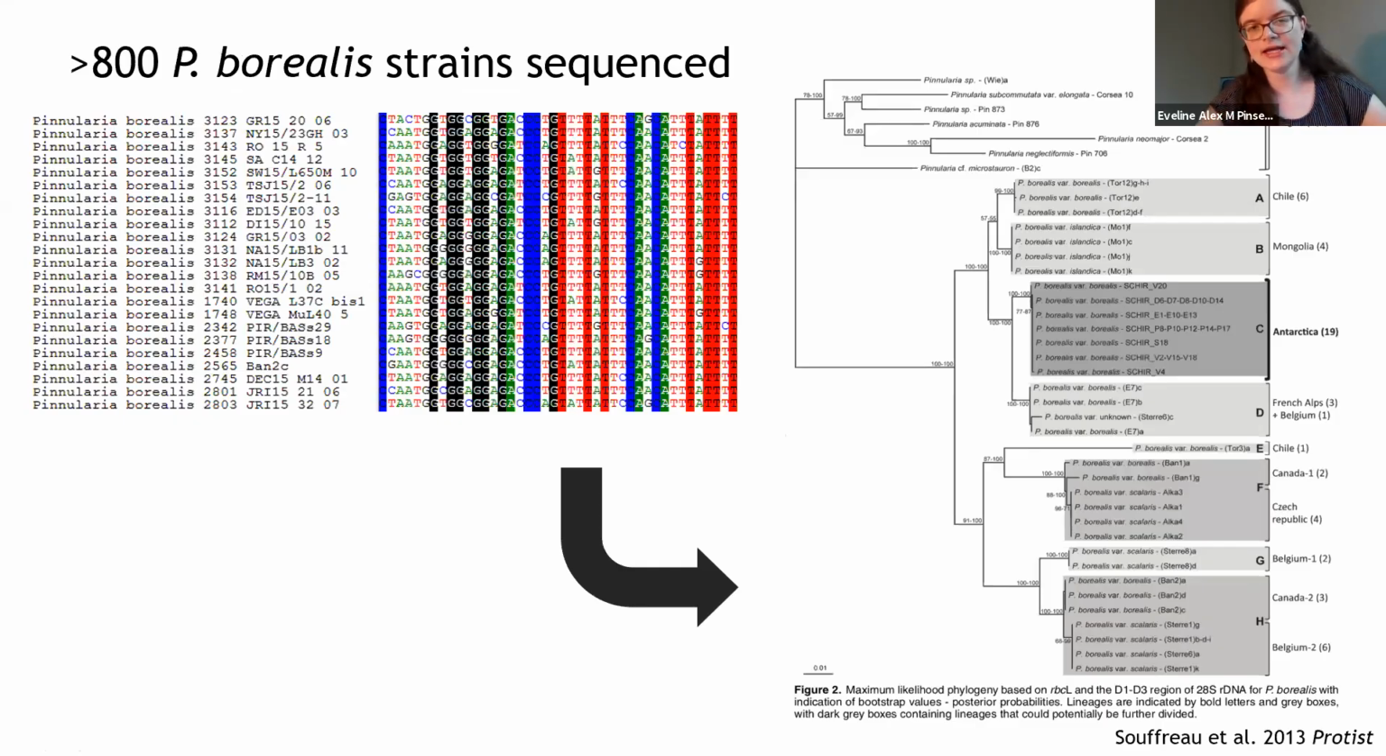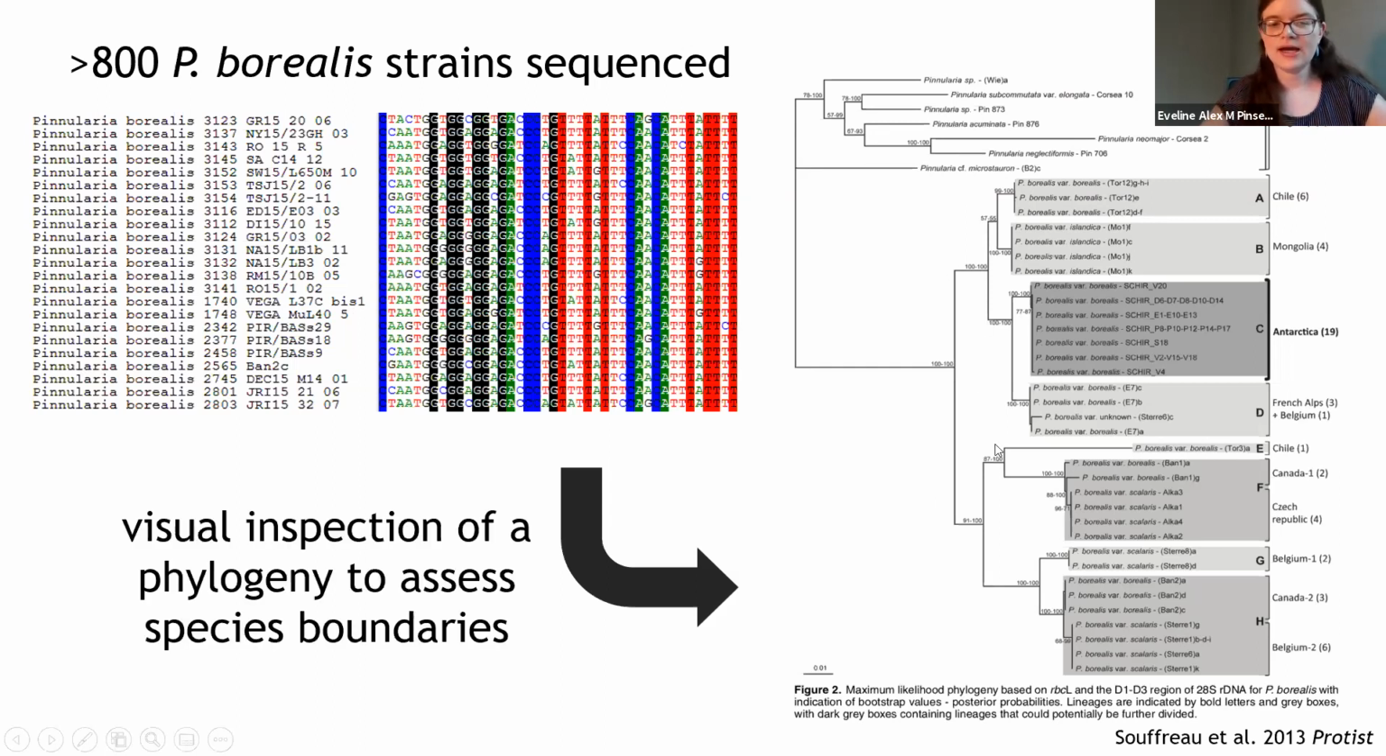And now as a result, I actually had a bunch of sequences, more than 800 strains sequenced of Pinnularia borealis for 28S and COX-1. And what you then typically do is you make an alignment of your data, as shown here on the top left, and then you make a molecular phylogeny out of that. And what we typically do in the diatom literature, we do a visual inspection of our phylogeny to assess where are the species boundaries. So where do we see different species present?